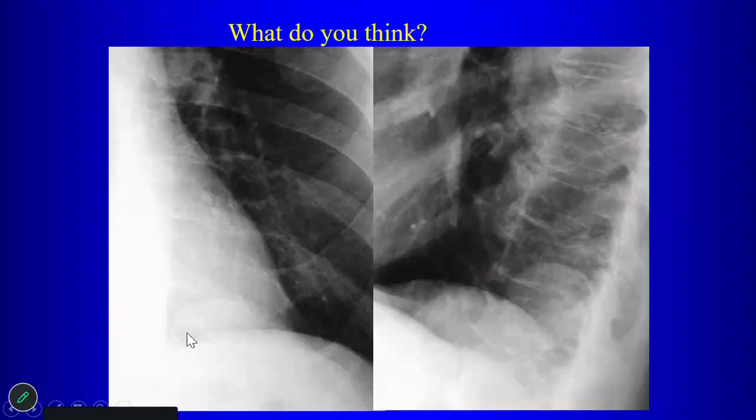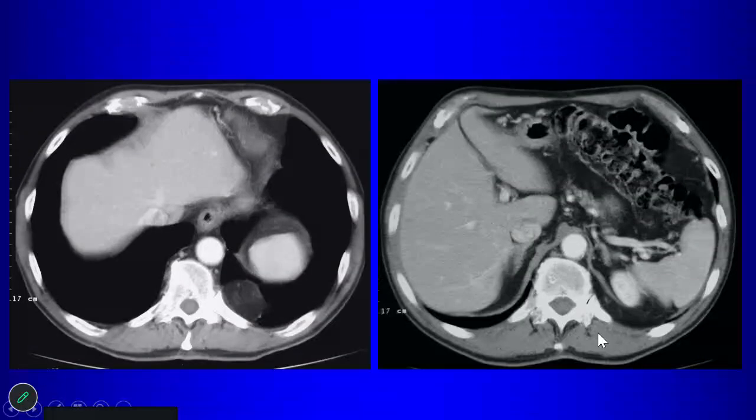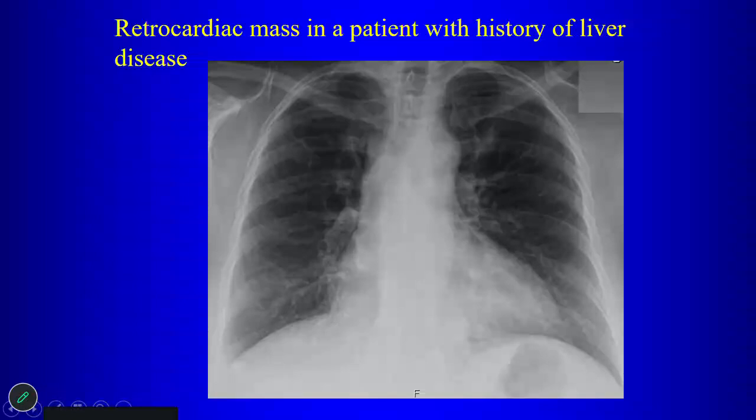That's a Bochdalek hernia, right? It's a characteristic appearance, kind of this round mass right over the diaphragm, with fatty attenuation because it's fat that's herniating through this diaphragmatic defect. Okay, so that's just a Bochdalek hernia.